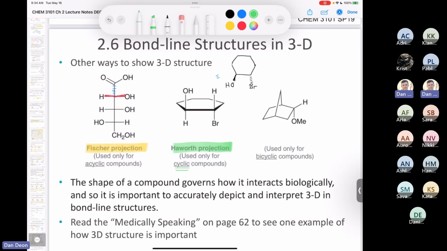And then bicyclic compounds. So this is a bridged compound here. And we'll talk more about bridged compounds later once we get into the nomenclature of alkanes.